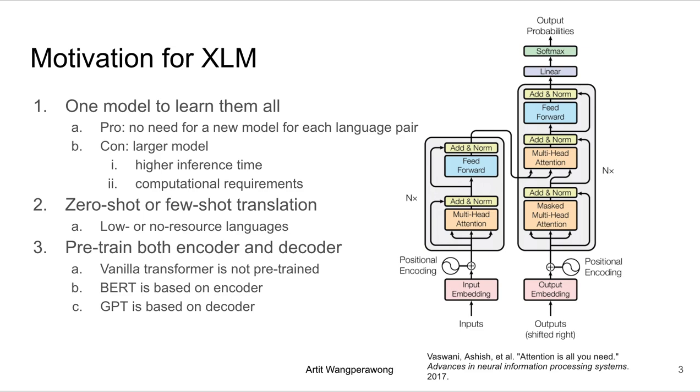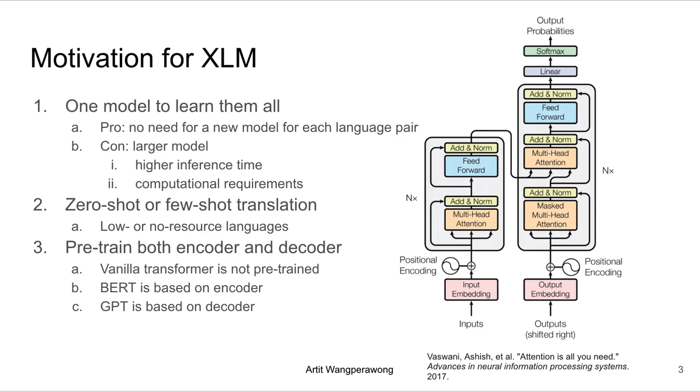The second motivation is zero-shot or few-shot translation. As we will discuss later, a cross-lingual model allows us to have high-quality translations for low or no resource languages. So essentially, languages with very little data, especially for translation. Cross-lingual language models will allow us to not only translate between them better, but also model the language better itself.